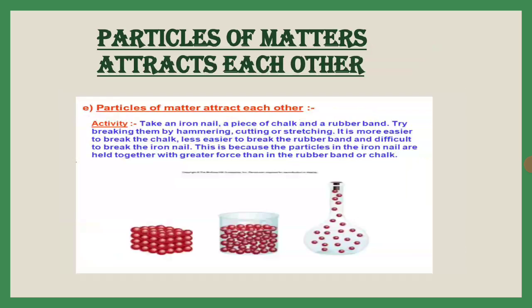Particles of matter attract each other. Activity. Take an iron nail, a piece of chalk and a rubber band. Try breaking them by hammering, cutting or stretching. It is easier to break the chalk, less easy to break the rubber band, and difficult to break the iron nail. This is because the particles of the iron nail are held together with greater force than in rubber band or chalk.